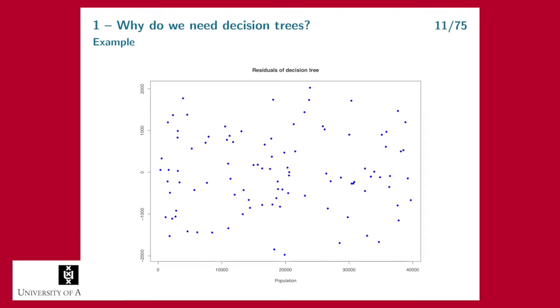Based on the decision tree I showed you on the previous slide, we can take every observation in our dataset, determine to which group it belongs using the decision tree, and then make a prediction. Once we have the prediction, we can calculate the residuals. And this is the residual plot.